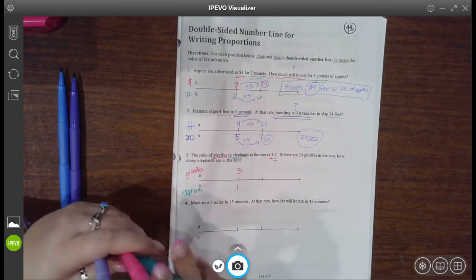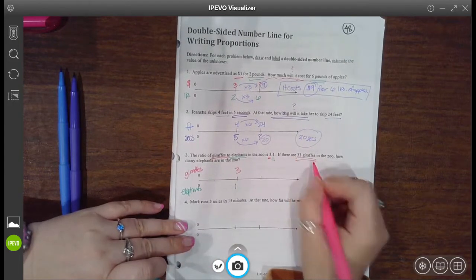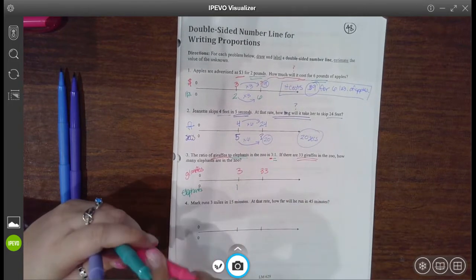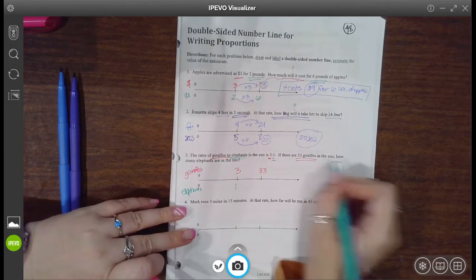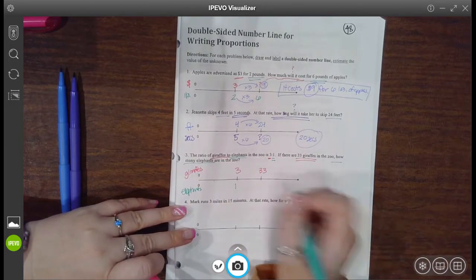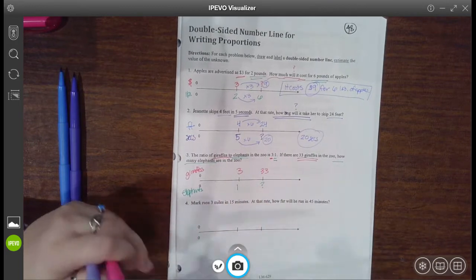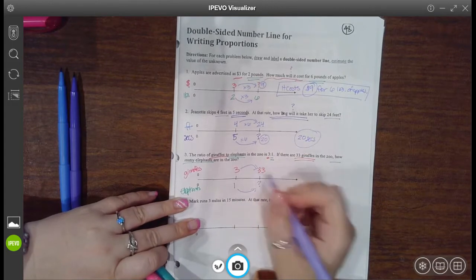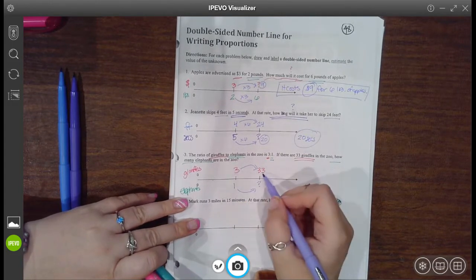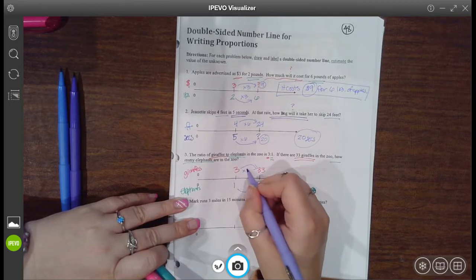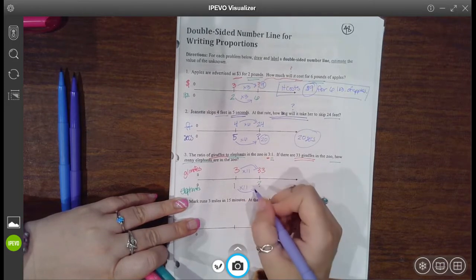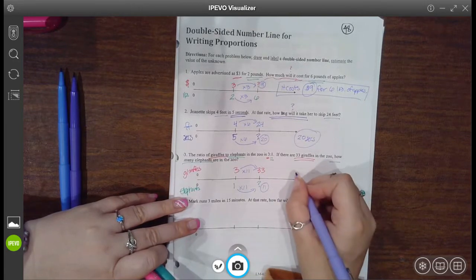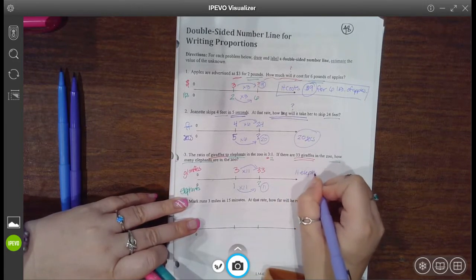So then if there are 33 giraffes, where do giraffes go? On top. Then how many elephants are there? Well, we don't know how many elephants, so that's going to be my unknown. Now always go towards the direction of your unknown. So I want to go this way. So 3 times what gives you 33? 11. So then 1 times 11 is 11. So if there's 33 giraffes, then there's going to be 11 elephants.